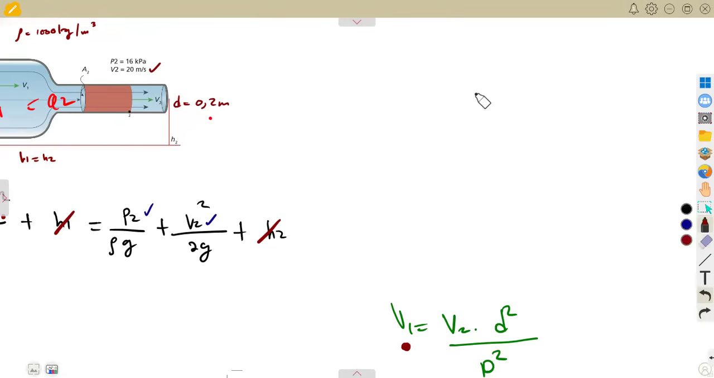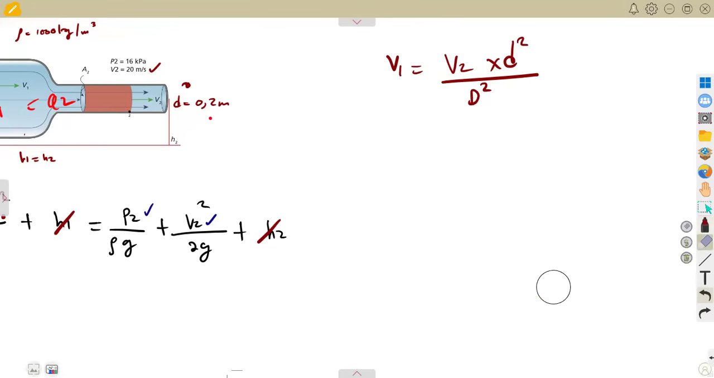Okay, I need to calculate V1. What am I given? I'm given V2. So it's going to be V2 times the diameter squared of the one opposite to V1, which is d squared of the smaller one, over the diameter where V1 is, squared. Just like that, you're done. For the sake of revision, I think we all understand where this is actually coming from.